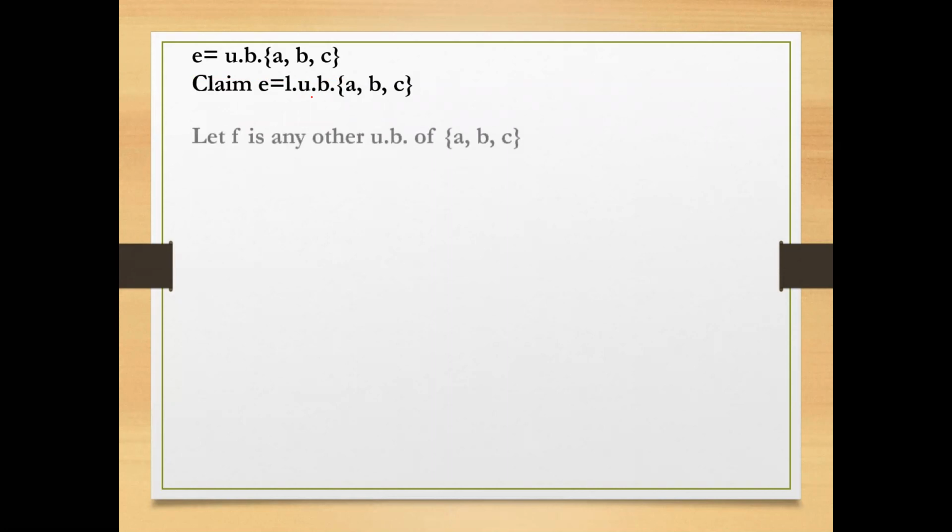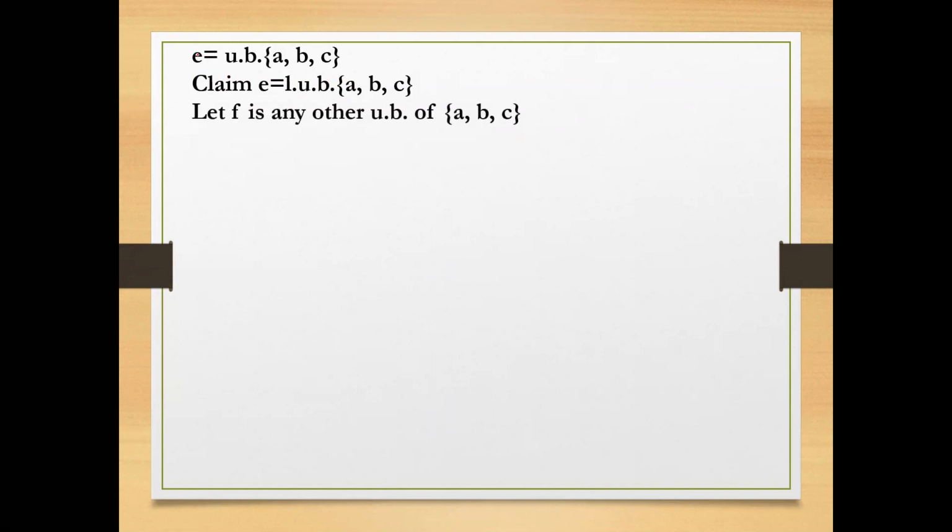To prove the least upper bound, what is the method? Because we have already proved E is an upper bound, you have to suppose F is any other upper bound. Suppose F is any other upper bound of ABC. So in order to prove E is the least upper bound, we have to prove that E is less than or equal to F, because look, E is an upper bound, F is also an upper bound, and if we prove E less than or equal to F, that means we have proved that E is less than F. So out of all the upper bounds, E will be the least upper bound.